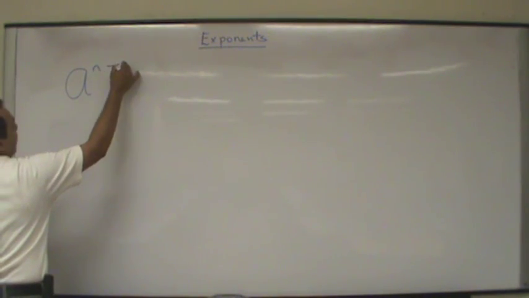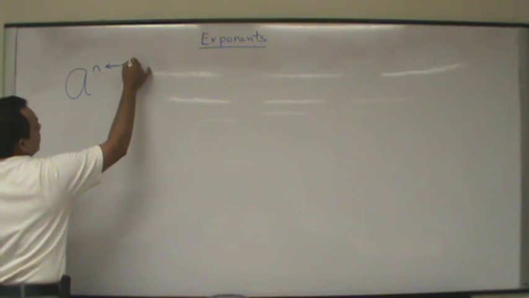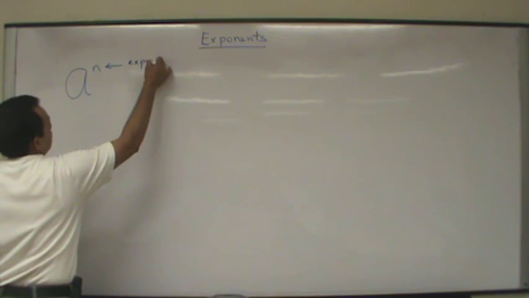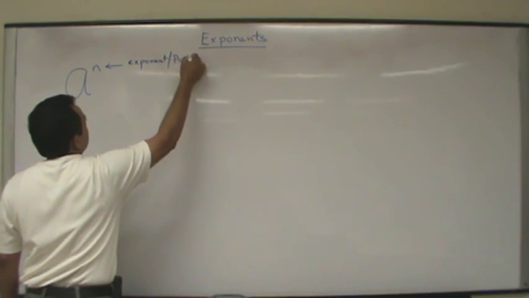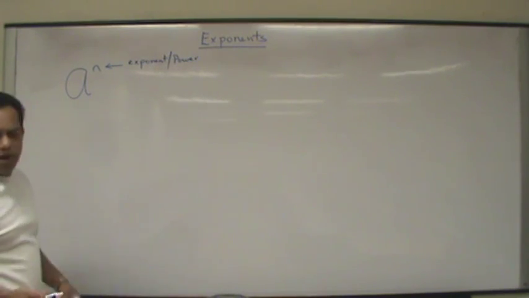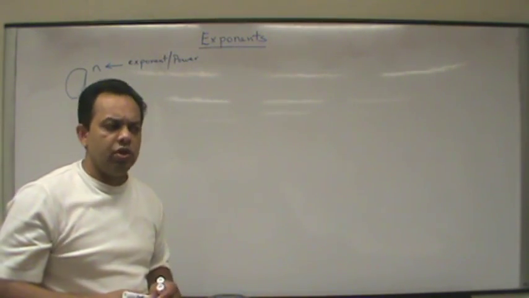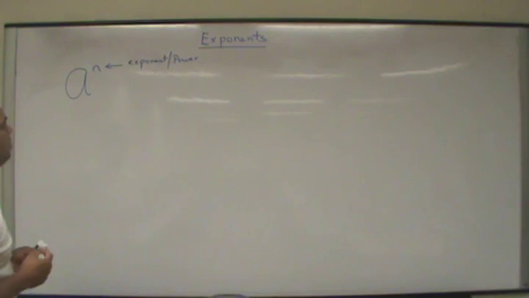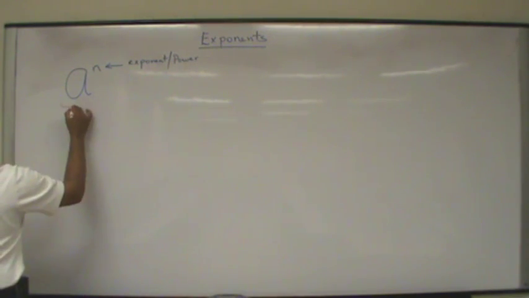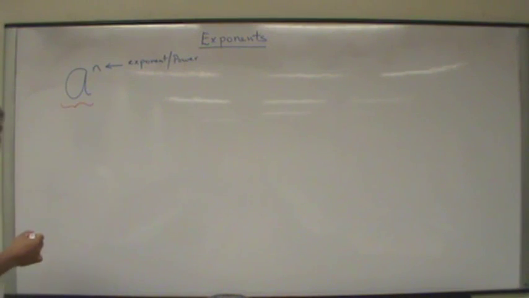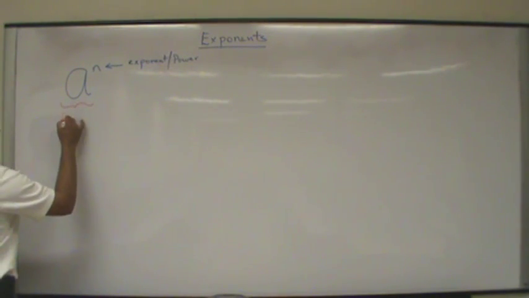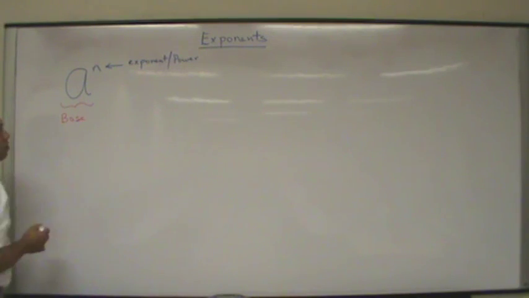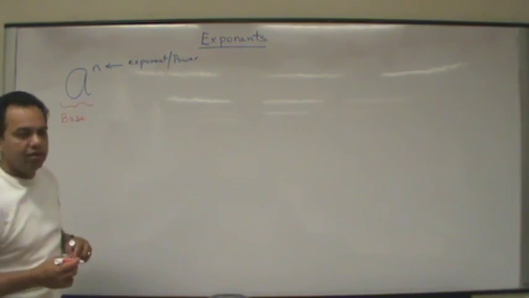we have learned before that the n here is what we call the exponent, sometimes also referred to as the power. So exponent and power, either one of them is usually used, most commonly sometimes we say exponent. However, the letter A here has a specific name, and that is what we call the base. So the base and the exponent.